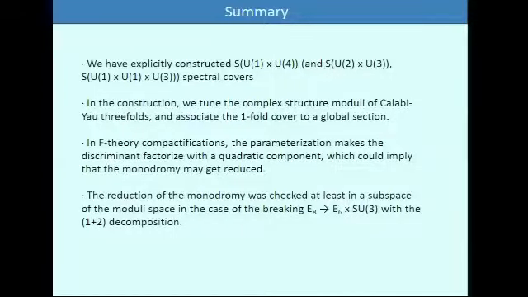And actually, we explicitly check this reduction of monodromy in the special case, which is the E6 gauge symmetry of 1 plus 2 factorization, 1 plus 2 decomposition. Thank you.